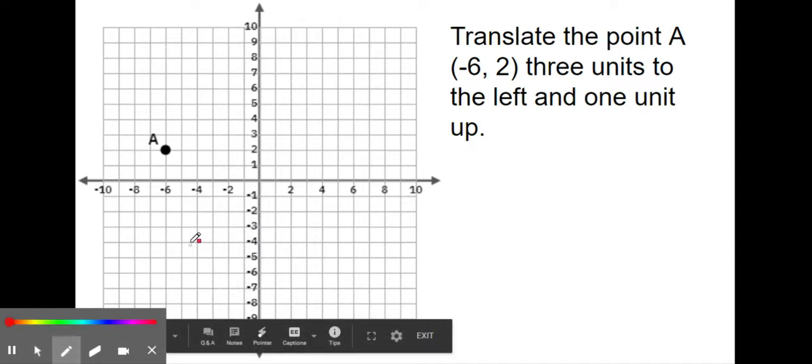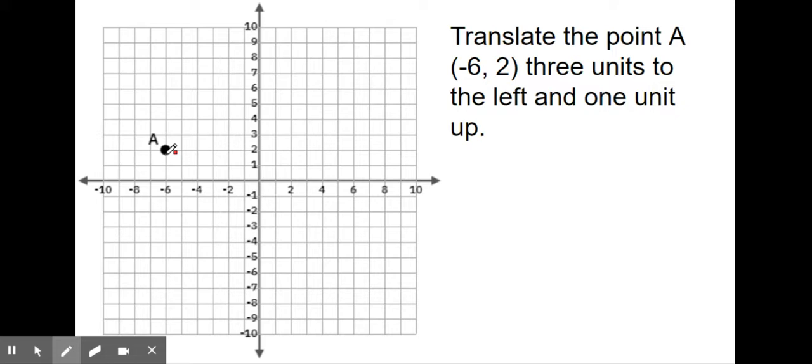So we're going to grab our pen, and we're going to look at our point (-6, 2), and we're going to go 3 units to the left, so 1, 2, 3, and 1 unit up. So this would be where our final coordinate winds up, and that's called our image, and so we call that A prime. So A prime is located at (-9, 3). Let's look at one more example.